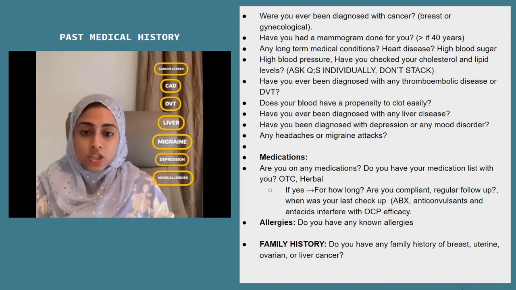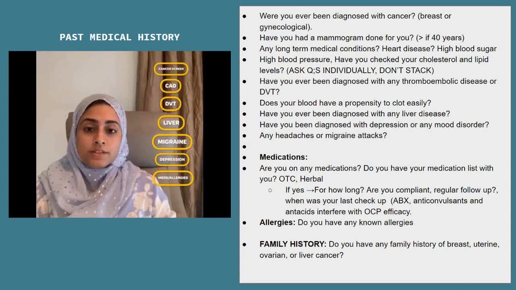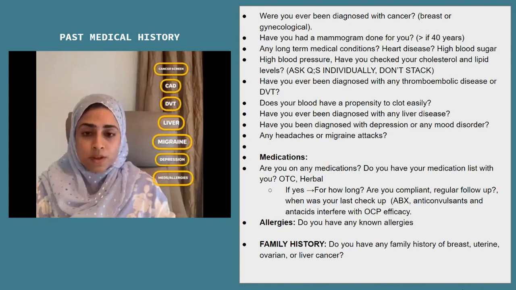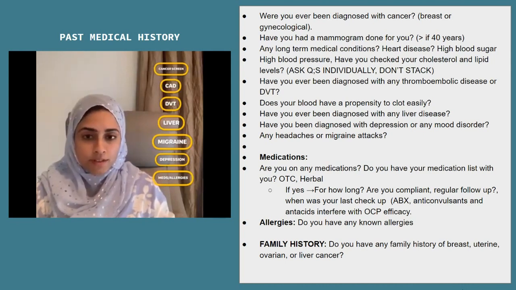So you should ask the patient, have you ever been diagnosed with cancer before, in particular breast or any gynecological cancers? And if the lady is over 40 years of age, ask her, have you ever had a mammogram done before? Then you can ask some screening questions for coronary artery disease. Ask them, have you ever been diagnosed with high blood pressure? If she has, you should ask her about whether it's controlled or not. Ask her about blood sugar, lipids. Have you ever had your cholesterol levels checked?